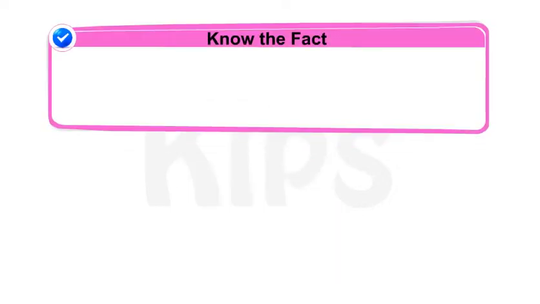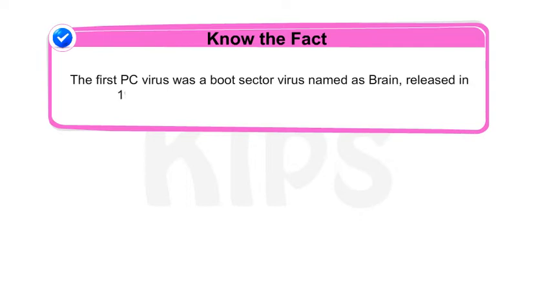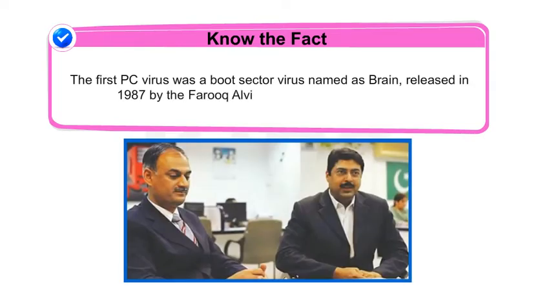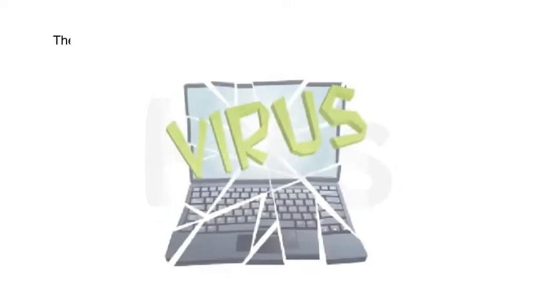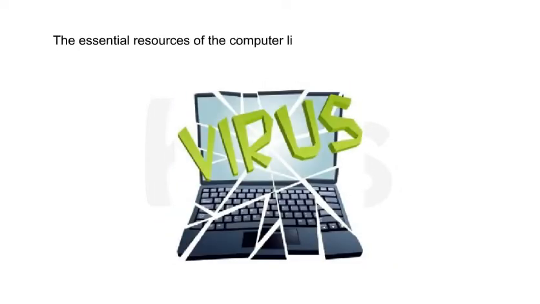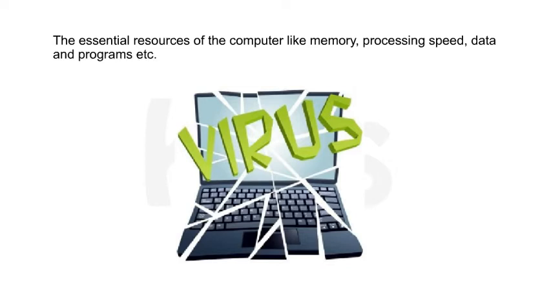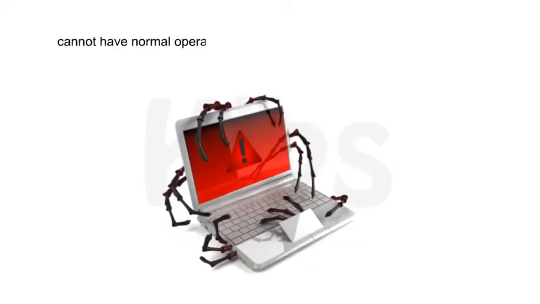Students, let me share a fact with you. The first PC virus was a boot sector virus named Brain, released in 1987 by the Farooq Alvi brothers in Lahore, Pakistan. The full form of virus is Vital Information Resources Under Siege. The essential resources of the computer like memory, processing speed, data and programs, etc. cannot have normal operations and can be harmed when virus is spread.